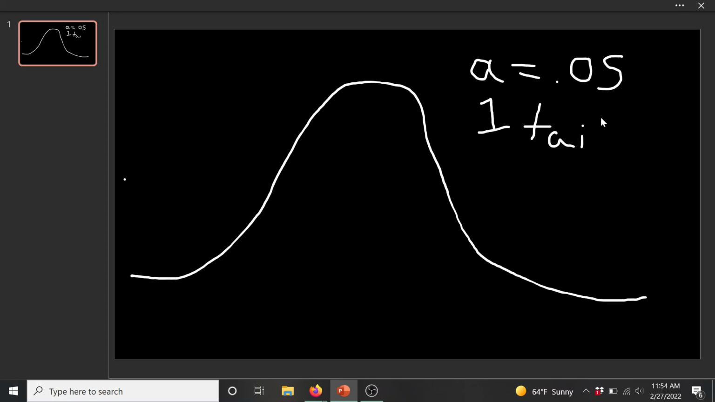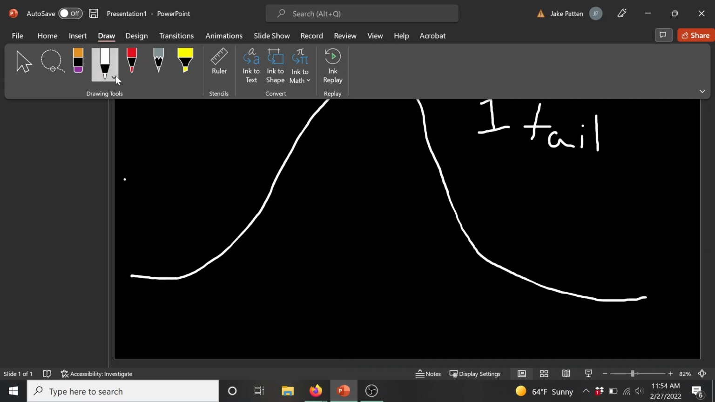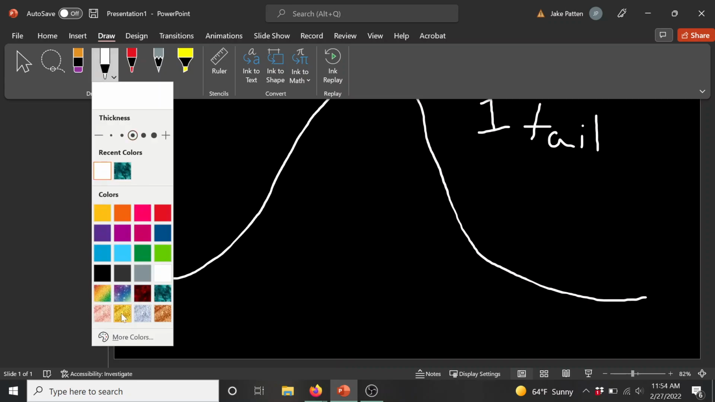Sorry for all this clicking. That's going to be annoying on the recording. So we're just going to do a one-tailed test. Oh, you know what? It's way cooler to do it like this. So here's the rejection region. Yeah, this is way better. Here's the rejection region.